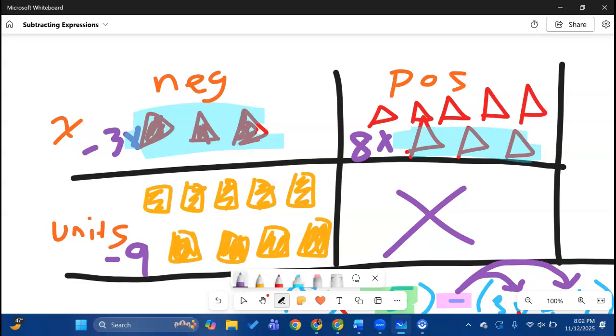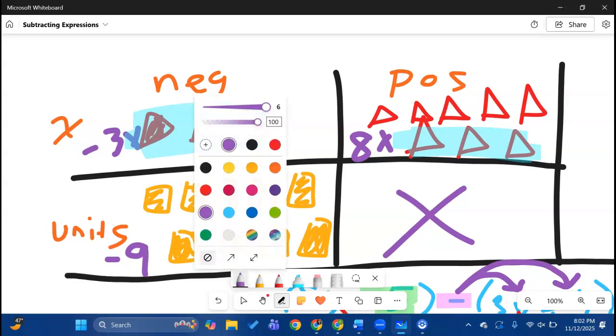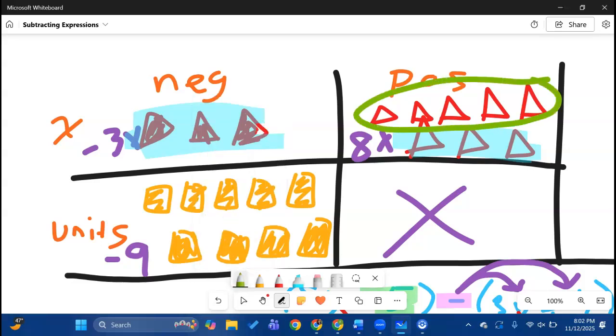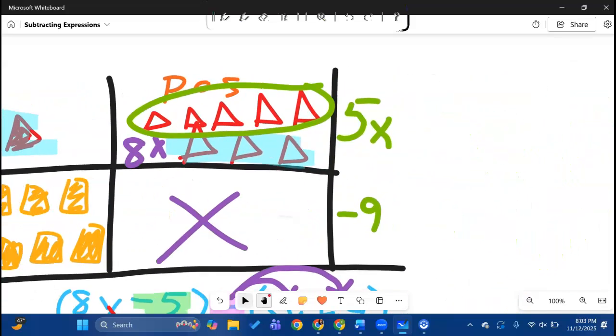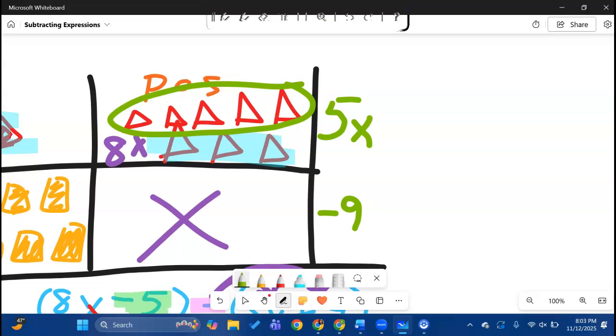That means all I have left is these 5 positive. So I'm going to write 5x because that's positive 5x. Now, looking at the units, those are all negative. So I'm going to have negative 9 over there. So our final answer, based on this information here, is 5x minus 9.